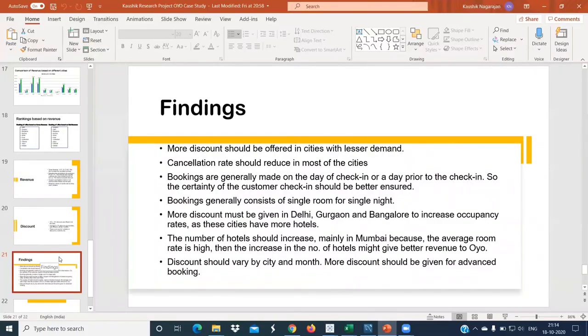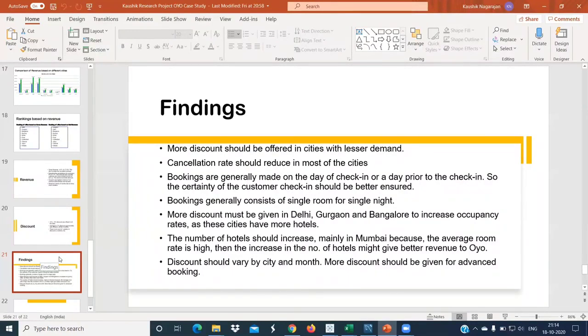Whether the customer is genuinely going to come or not, the company should have better certainty or a better guarantee that the customer is coming, which will help in cutting the cancellation rates. And more customers would check in rather than cancel. Bookings generally consisted of a single room for a single night.